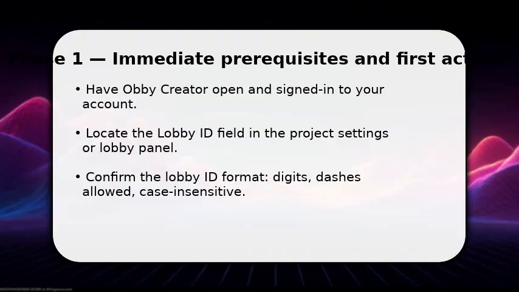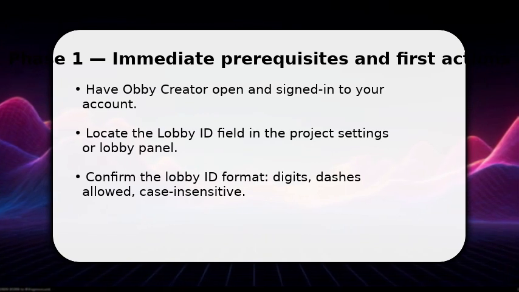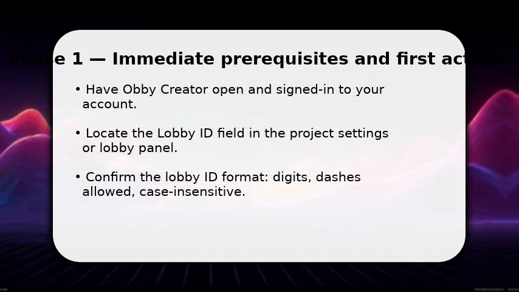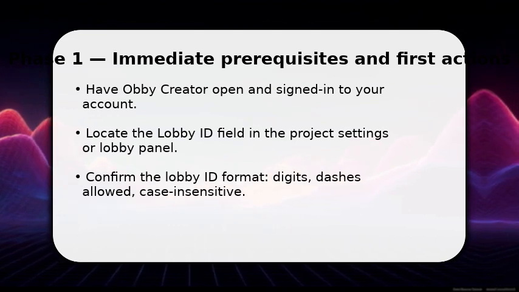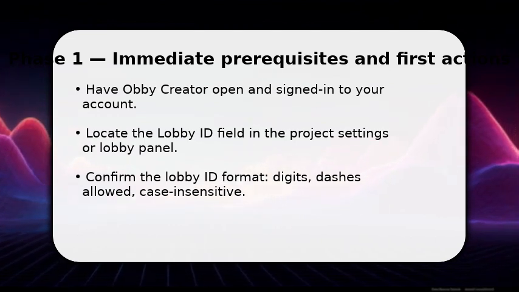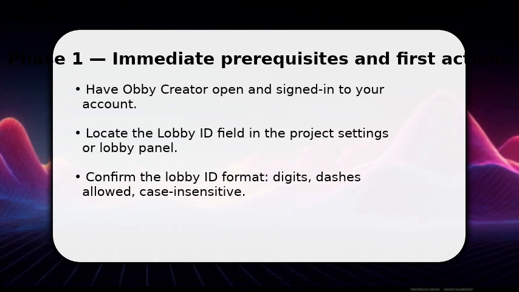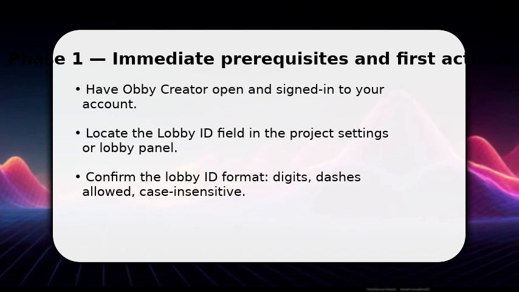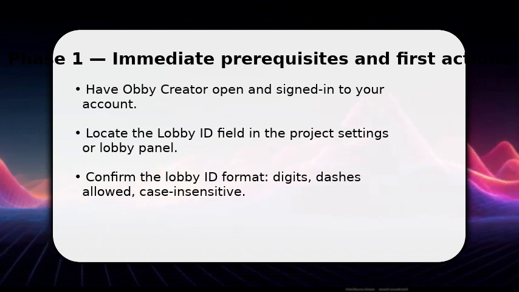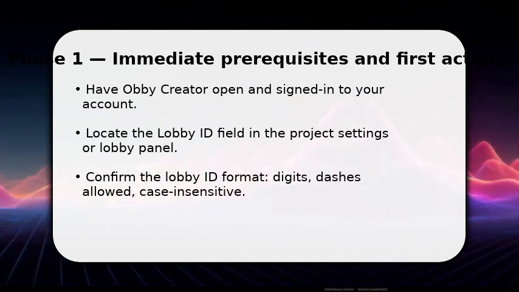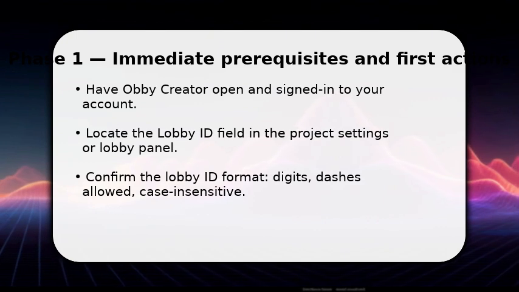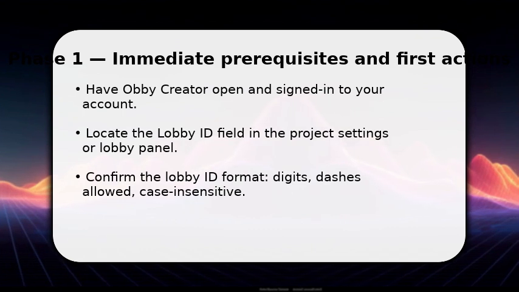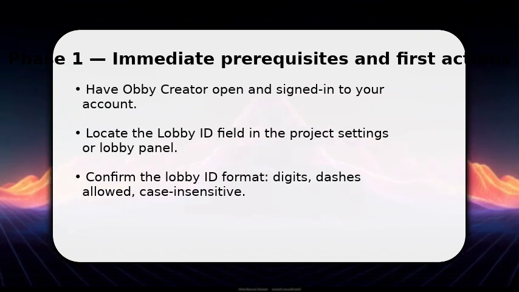You should already be signed in and have your OBBY project open. Once ready, focus on the project settings. First, find the lobby ID field in the lobby or multiplayer panel. It's often labeled clearly. You enter the ID exactly as provided. Make sure you note digits and dashes because formatting matters. If you have multiple projects, confirm you're editing the correct one before typing. This avoids overriding another lobby and keeps your session linked correctly to the intended OBBY.